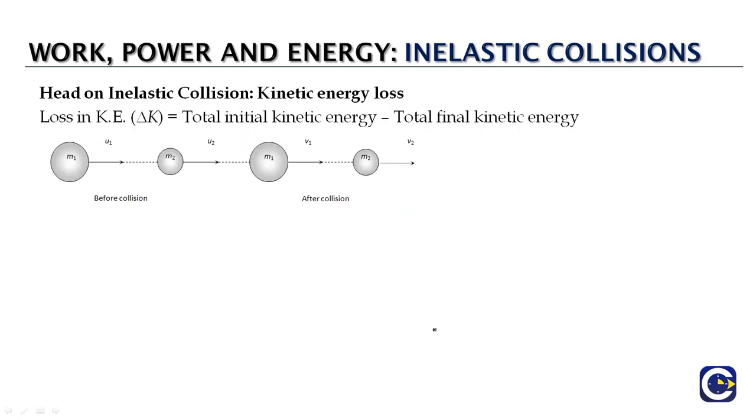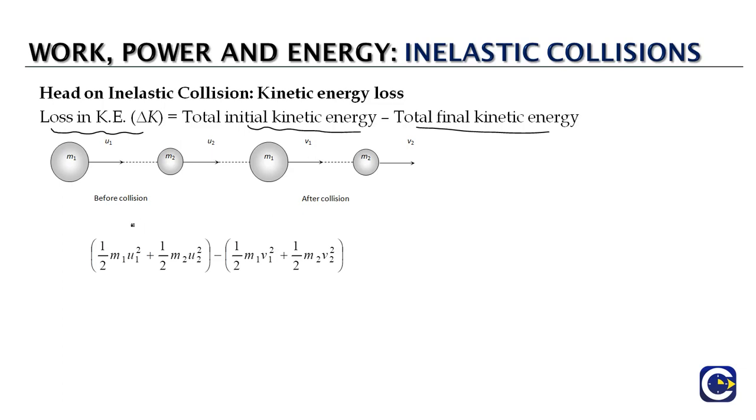Now since we are looking at the kinetic energy lost during these inelastic collisions, we can look at the loss in kinetic energy. So the loss in kinetic energy is going to be the total initial kinetic energy minus the total final kinetic energy. The total initial kinetic energy will be half m1 u1 square plus half m2 u2 square, the total kinetic energy of the particles before the collision, minus half m1 v1 square plus half m2 v2 square. This is the total final kinetic energy.